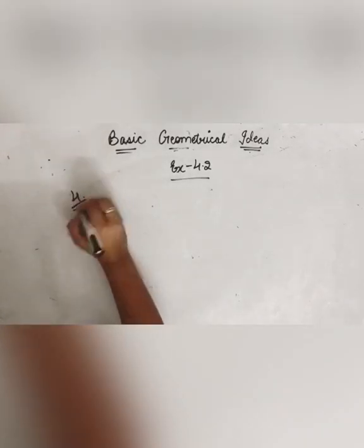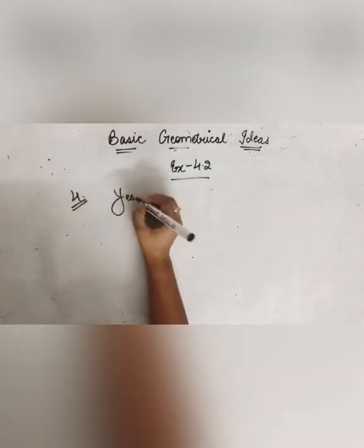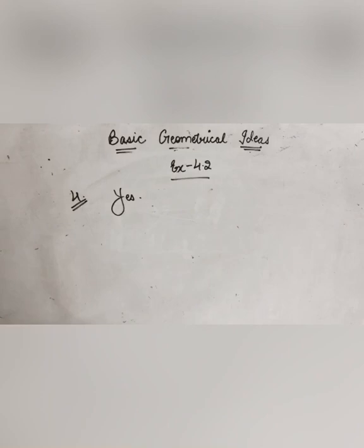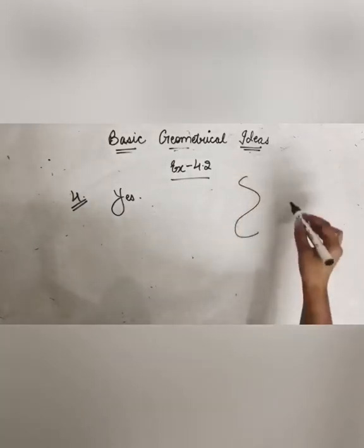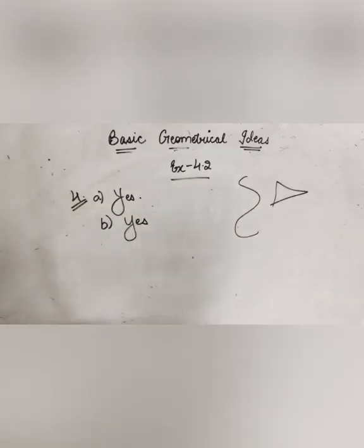Fourth question, a figure is given. Consider the given figure and answer that is it a curve. Now you have to tell that the figure given is a curve or not. Yes, it is a curve. Now how can we say it is a curve or not? What is a curve? Anything you draw. B, is it closed? Yes, the figure is closed.